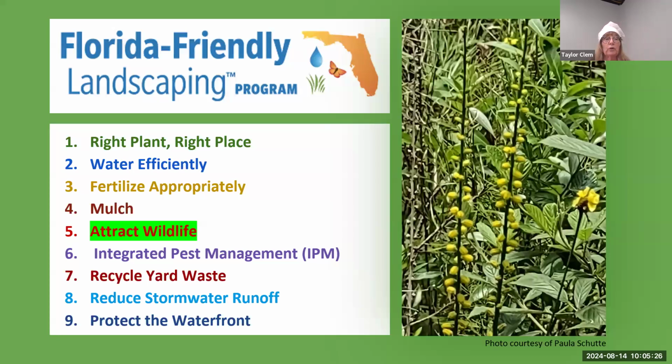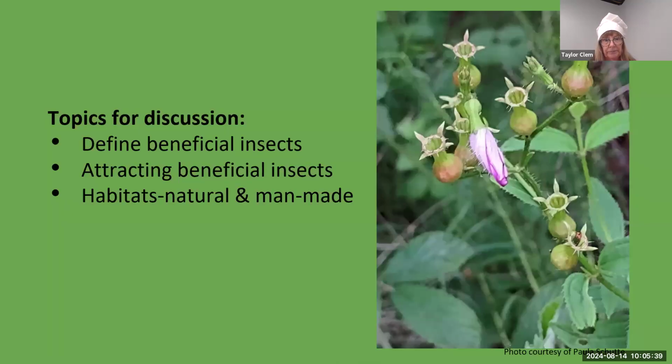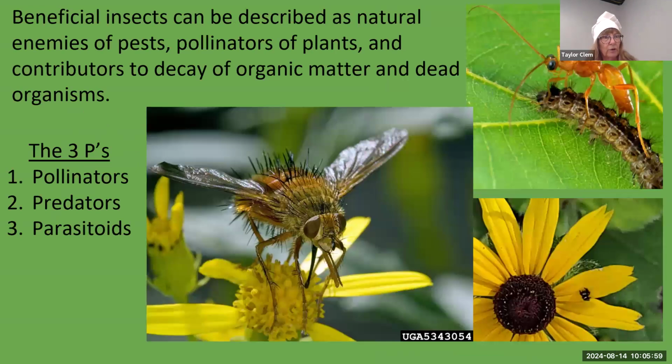As always, we use the Florida-friendly landscape 9 principles. I am concentrating on attracting wildlife, in particular insects, with a side order of IPM. The topics for discussion will be defining beneficial insects, attracting beneficial insects to get them to come to your yard, and habitats, natural or man-made. What is a beneficial insect?